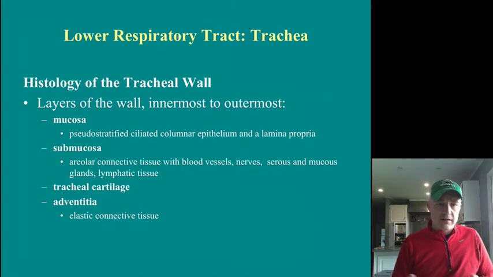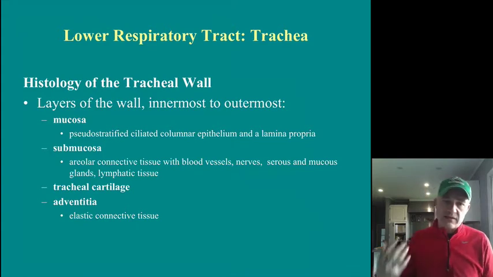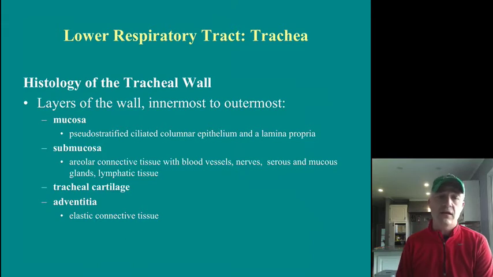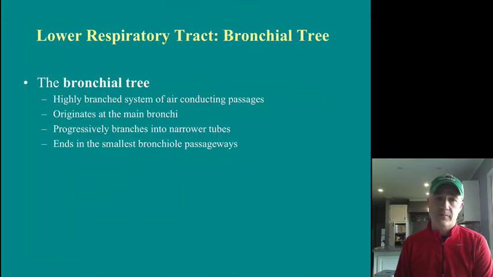Those walls, the mucosa, are going to be that pseudostratified ciliated epithelium with a little bit of connective tissue underneath. Beneath that is the submucosa, which is going to be composed of areolar connective tissue, a lot of blood vessels, nerves, glandular tissue, lymphatics, and a lot of cartilage in the trachea to keep that open. Then some elastic tissue surrounding that makes up the adventitia, which is similar to a serosa, but because we're not in a serous cavity, it is not a serosa.